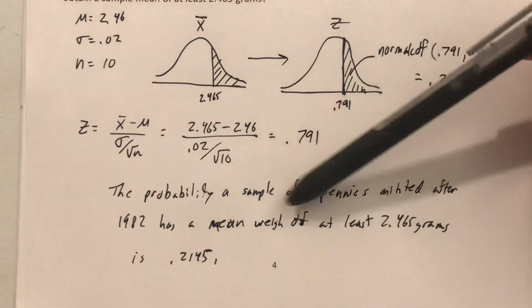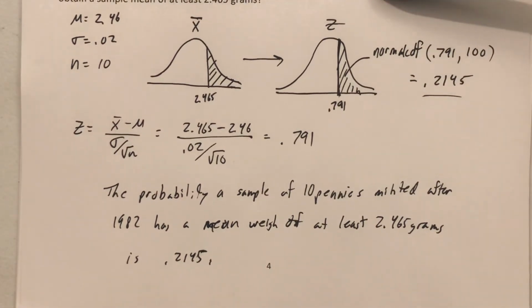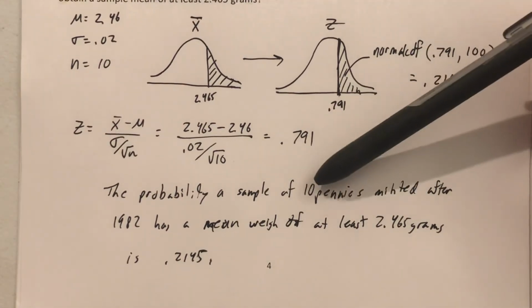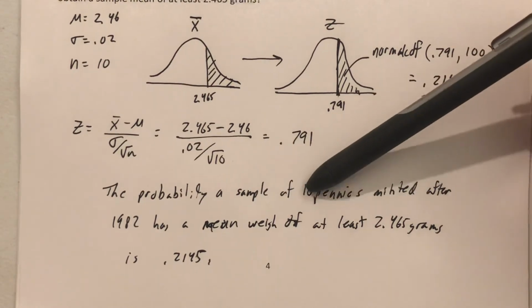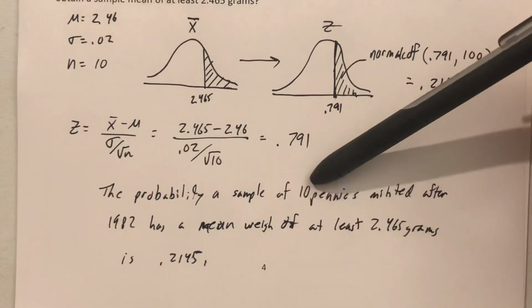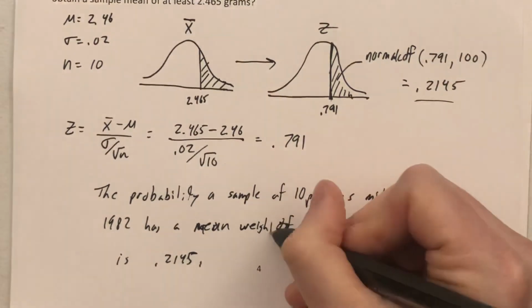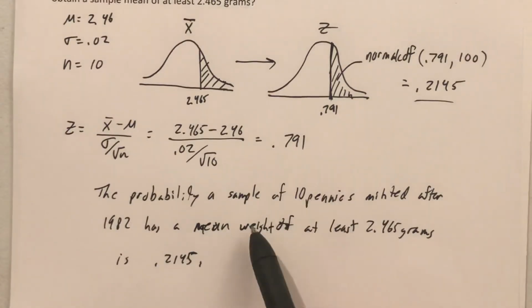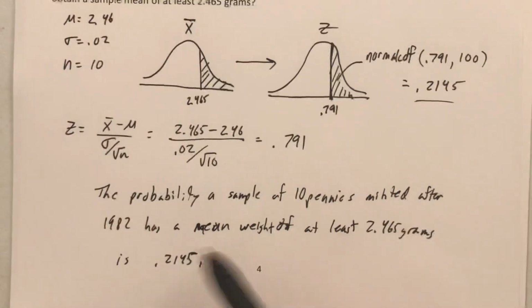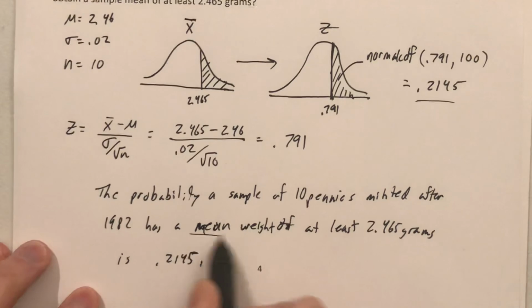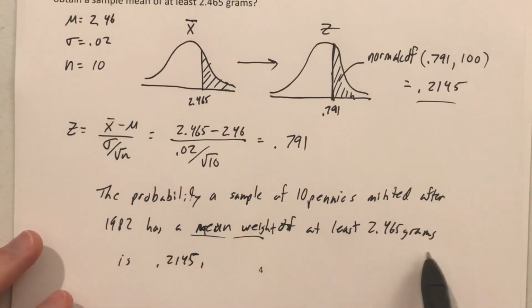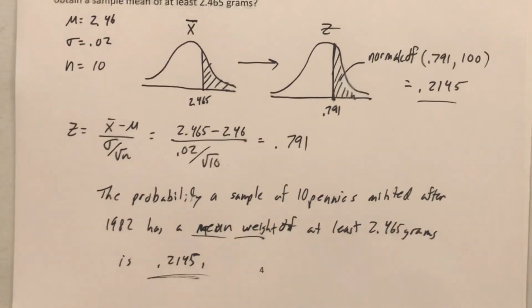So again, we're really just rephrasing the original question. Things I like to see in there: you want to understand that you're taking a sample mean, or a sample of a certain size, and that you're saying the mean weight, right? Because it's a sample, the sample doesn't have a weight. Ten different pennies have 10 different weights, but what the sample has is a mean weight. And in this case, that's what we were looking for, and there's our probability.